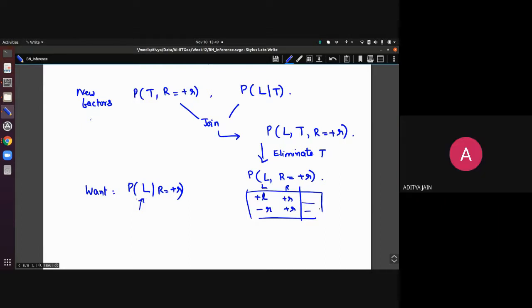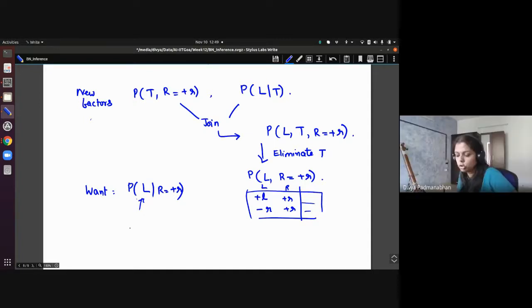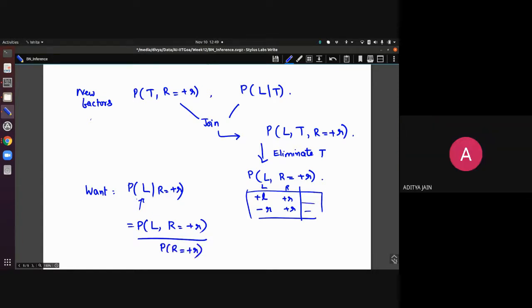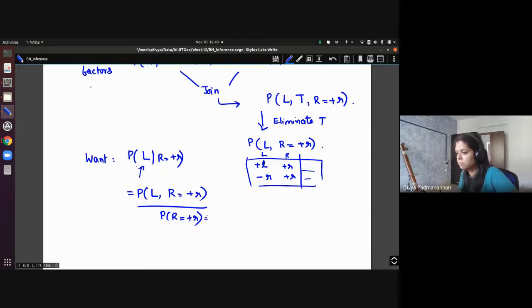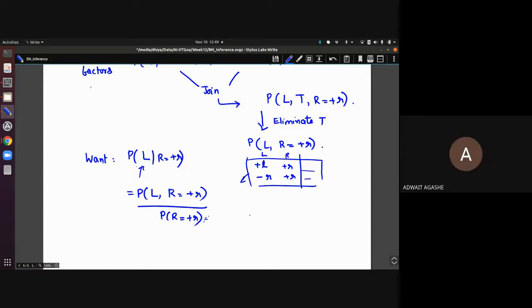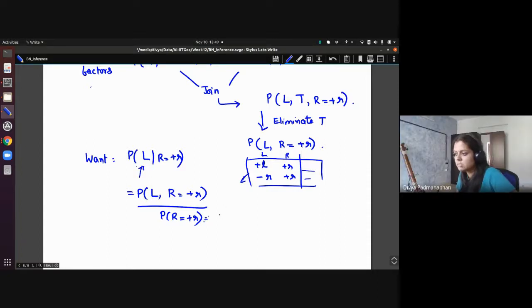Using Bayes rule, we can get P of L, R equal to plus R divided by P of R equal to plus R. So you actually want to do this operation: R equal to plus R divided by probability R equal to plus R, right? And so for P of R equal to plus R, from this table, how do you get this? Eliminate L, right? So it's basically a summation over all possible values of L.